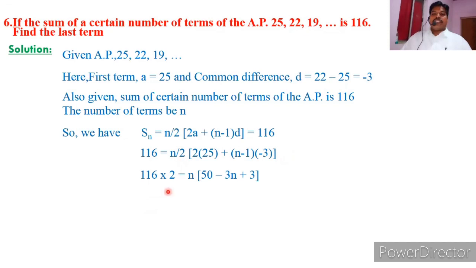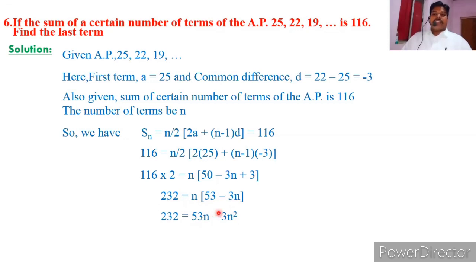What you will get is 116 into 2, that is equal to n into, simplify the value here, 2 into 25 that is 50, and multiply minus 3 inside. What you will get is minus 3n, minus of minus becomes plus 3. So that is 232 equal to n into 53 minus 3n. Just multiply with n here. What you will get is 232 equal to 53n minus 3n square.